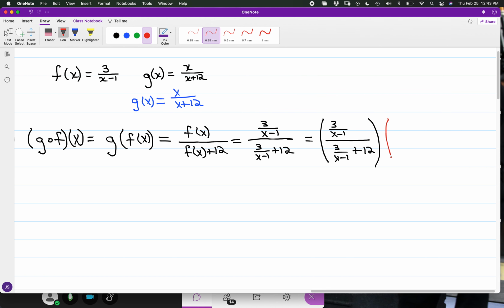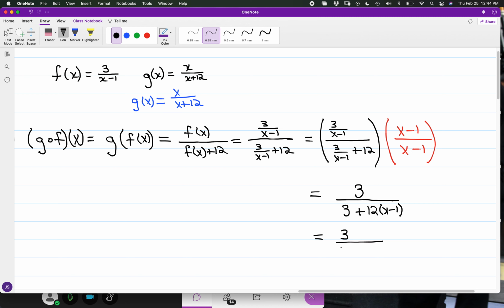So multiplying by 1, again in the form of x minus 1 over itself, for the top part, 3 over x minus 1 times x minus 1 cancels, so we have 3 on the top. For the denominator, x minus 1 cancels, leaving us with 3. And as for 12, we have 12 times the quantity x minus 1.